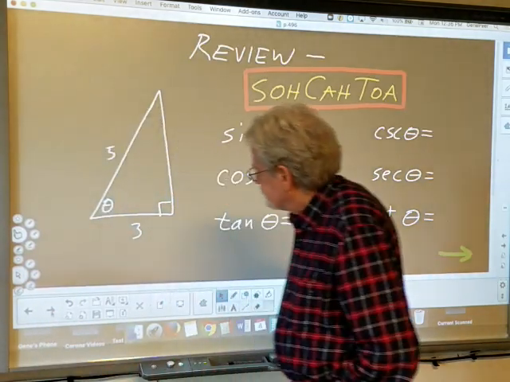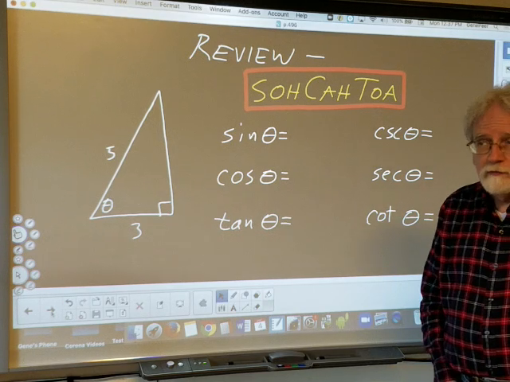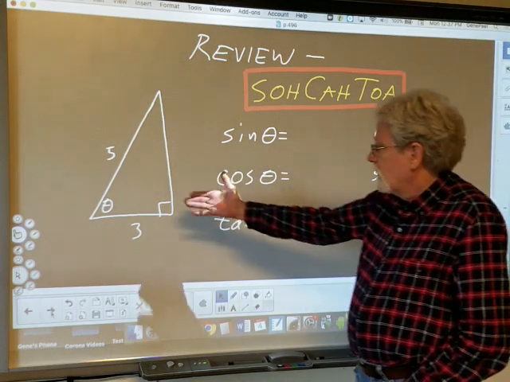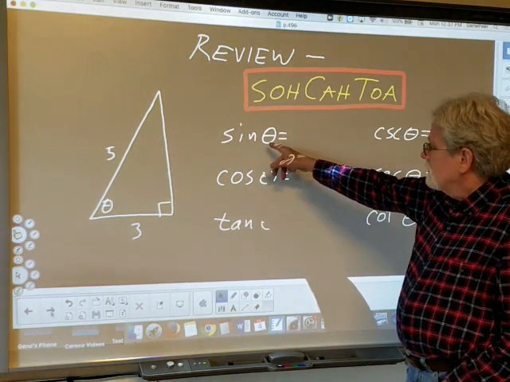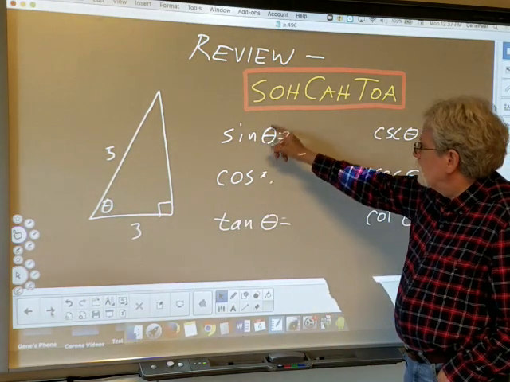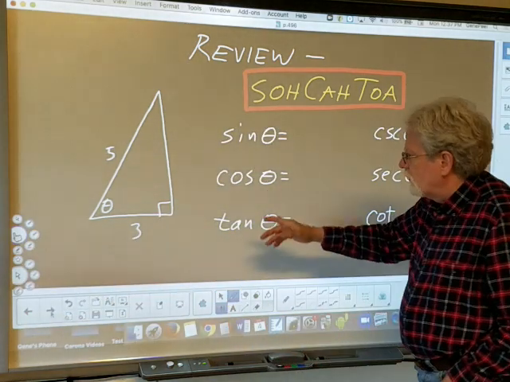And we're off. We start off with a review of our friend SOHCAHTOA. By this time you had better be quite familiar with SOHCAHTOA. In a right triangle, the sine of theta, whatever theta may be, is equal to opposite over hypotenuse. Let's go ahead and fill in numbers here.